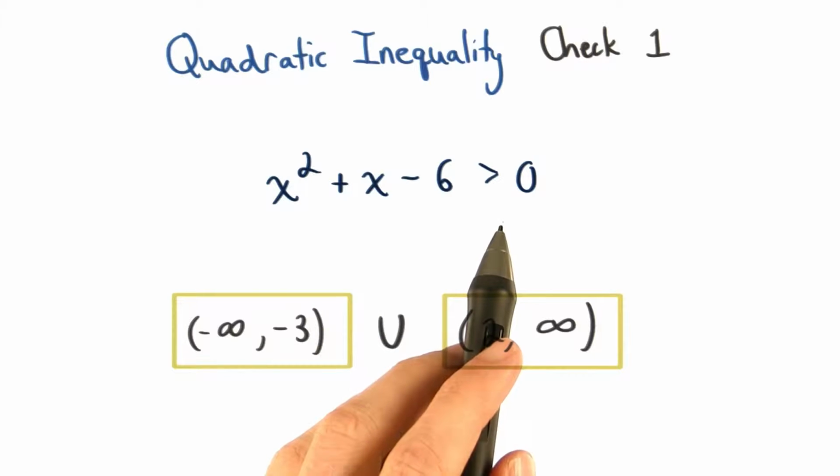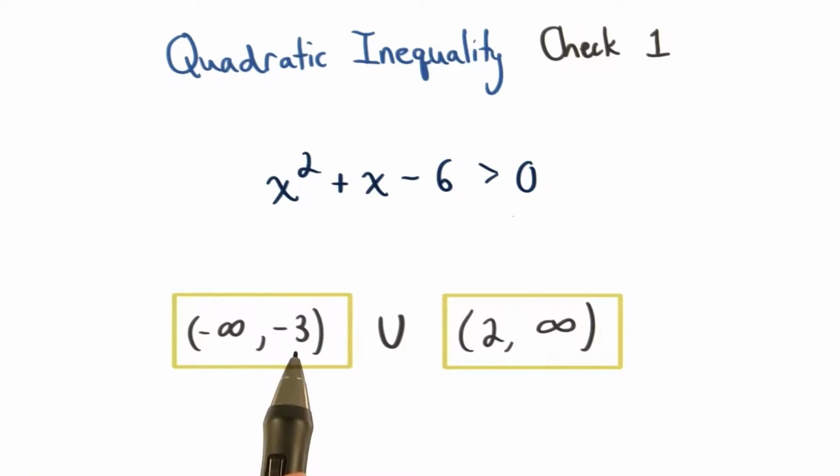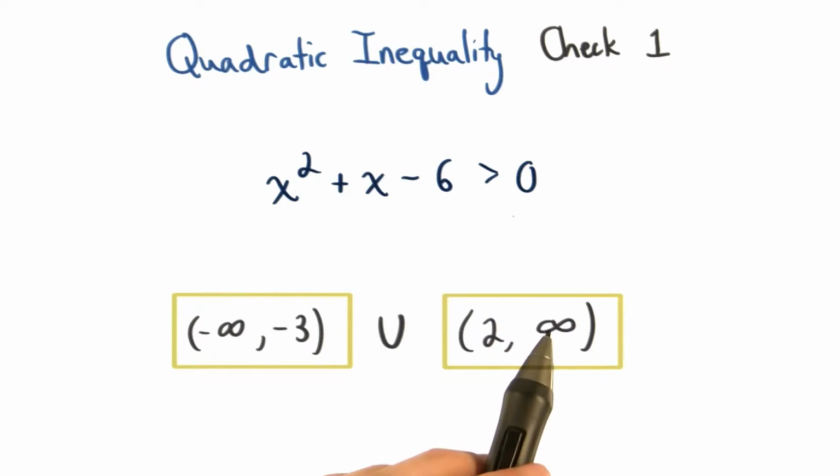For this inequality, the interval would be negative infinity to negative 3, union 2 to positive infinity. Great solving if you found those two regions.